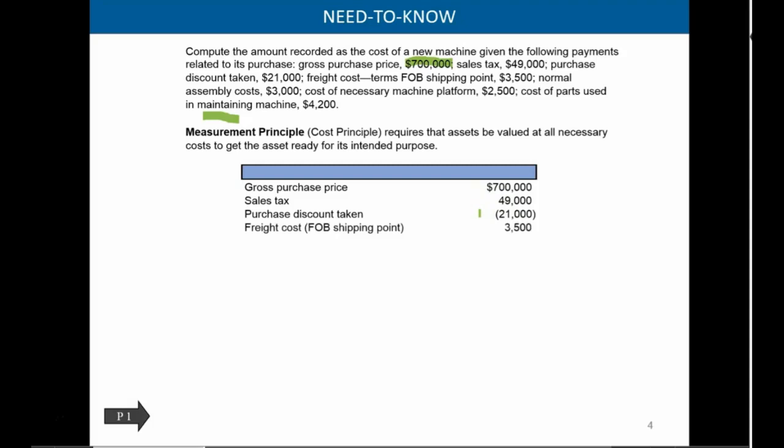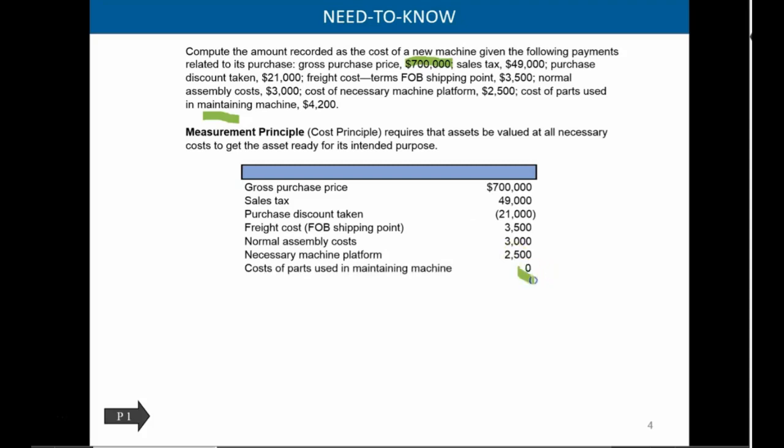Freight costs, if we're paying the freight costs in order to help us install the equipment, we need to include that in the cost of the equipment. Normal assembly, once again, if that's needed to put the equipment into use, we need to put that in there. Necessary platform, if that's needed for our equipment, then that's going to be included in the cost of the equipment. Costs of parts used in the maintenance.